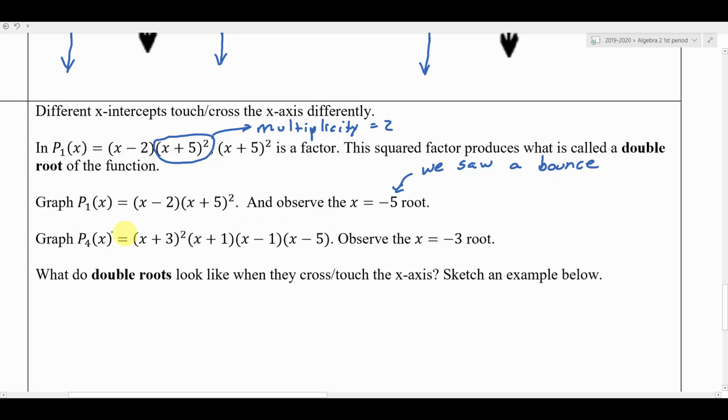Then they want us to look at this new polynomial. Notice that we have another factor with a multiplicity of 2, and they specifically want us to observe what happens at that root. Let's see if we see the same behavior. Let's see if we see a bounce again.